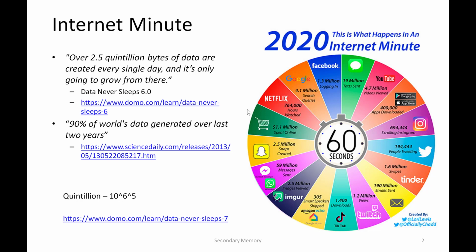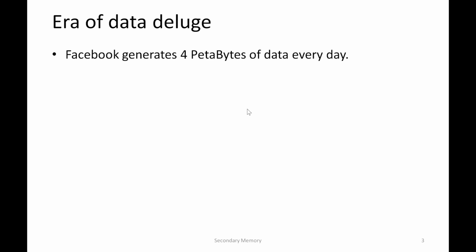So how do we handle such huge amounts of data? This is the era of data deluge, where we have lots of data to process, handle, store, manage. There are multiple aspects to it. For example, Facebook generates almost 4 petabytes of data every day. This was nearly 5 years ago, and in the current scenario it might be even 40.